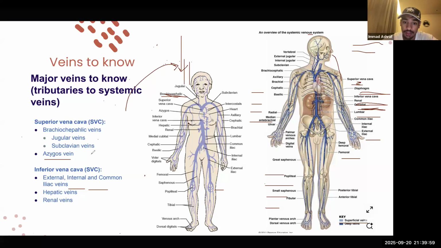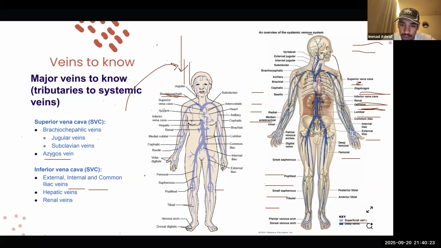Remember, there's only one superior vena cava, not two, and it's present to the right side of the heart, okay? So the left brachiocephalic vein has to cross the midline to join the right one so that they can become the superior vena cava. And the reason why this is important, well, I'm not going to tell you now, but it is important and you'll figure out later.